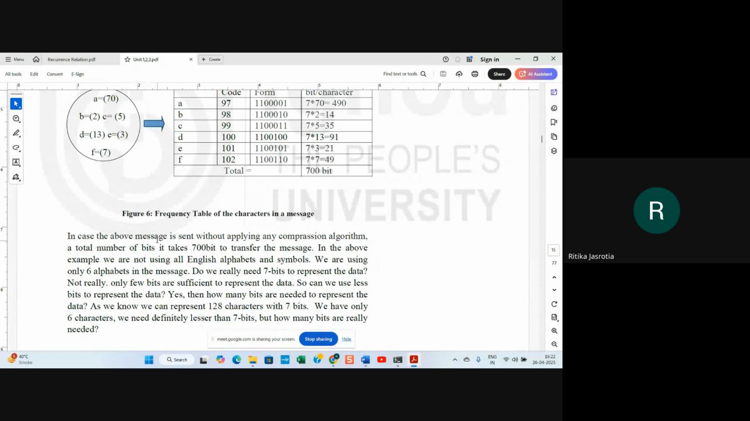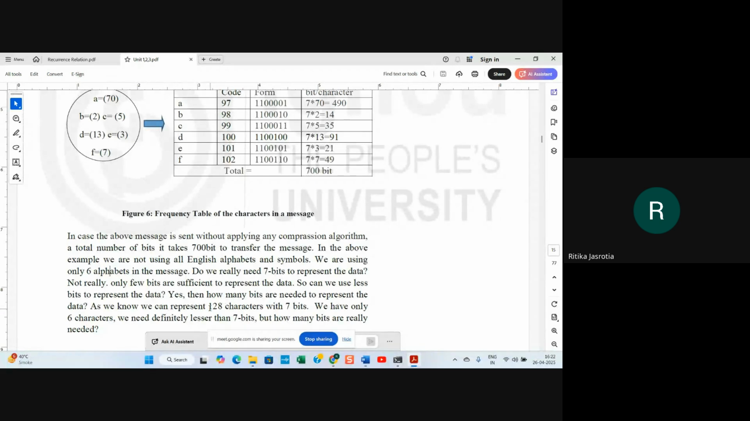So in case the above message is sent without applying any compression algorithm, the total number of bits it takes is 700 bits to transfer the message. So in the above example, we are not using all English alphabets and symbols. We are using only 6 alphabets in the message. Do we really need 7 bits to represent the data? Not really. Only a few bits are sufficient to represent the data. So can we use fewer bits to represent the data? Yes. Then how many bits are needed to represent the data?